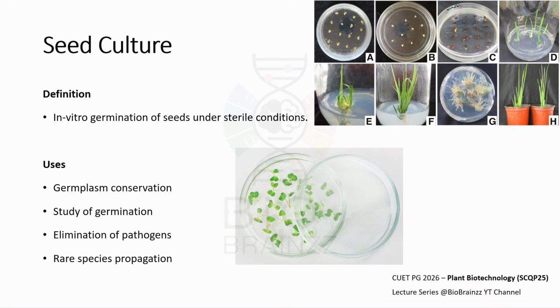In some orchids and medicinal plants, seeds are extremely tiny and lack sufficient food reserves. So, in vitro culture becomes essential for successful germination. For CUET-PG, remember that seed culture deals with whole seeds, whereas embryo culture involves excised embryos.